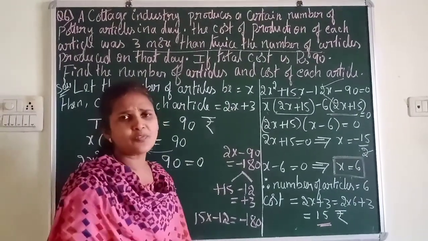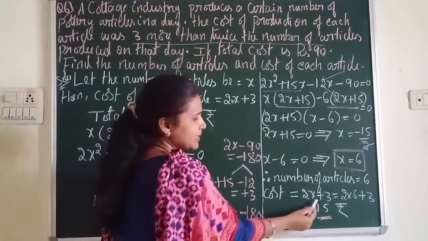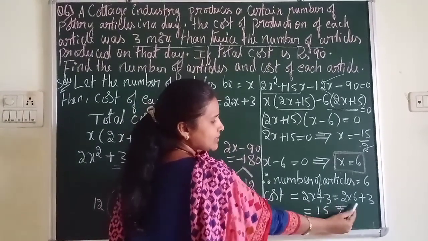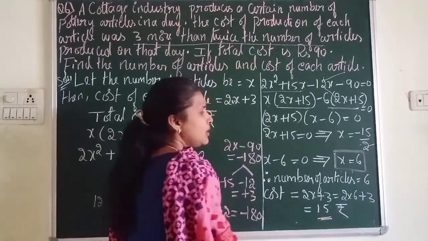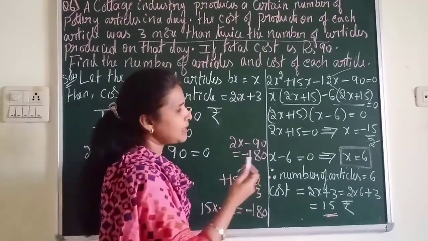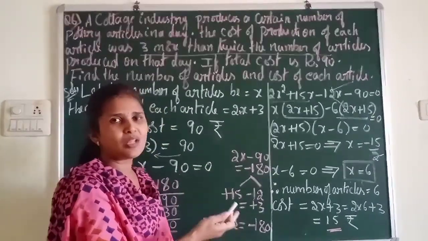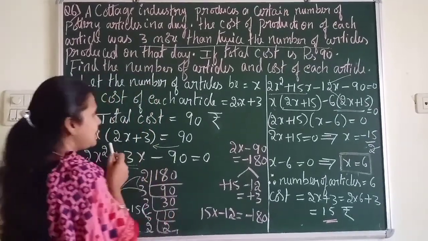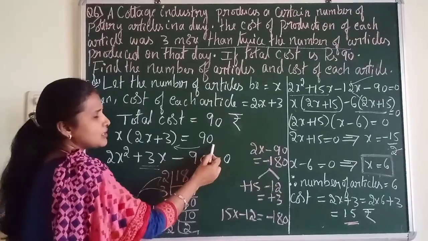And then I should find the cost of one article. What is the cost? I assumed here 2x plus 3. So substitute x as 6, 2 6s are 12 plus 3, that is 15 rupees. So I got the cost of one article is 15 rupees and the number of articles is 6. We can verify whether we got the answer correct or not by multiplying. That is 15 into 6, that is 90. The total cost is 90 rupees.